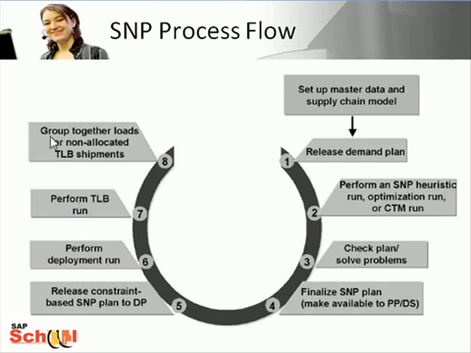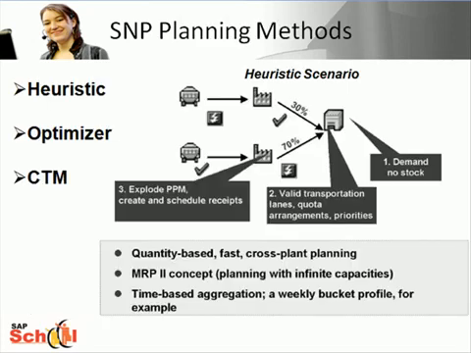For deployment stock transfers that could not be satisfied during the TLB run, you can manually build TLB shipments. There are three main planning methods under SNP: the heuristic, optimizer, and CTM. In this session, we won't go through all three, but we will take a quick look at the heuristic scenario. So this figure here shows the heuristic scenario.